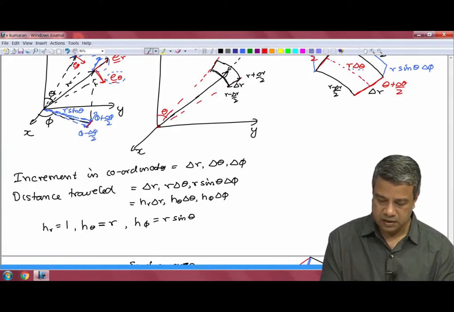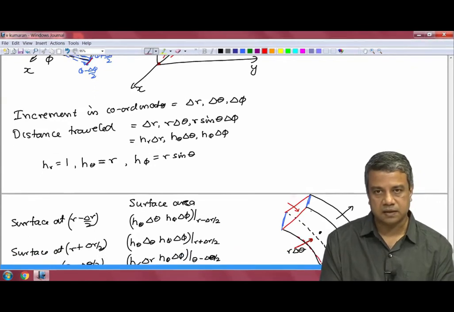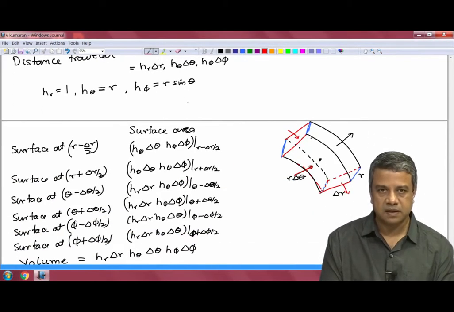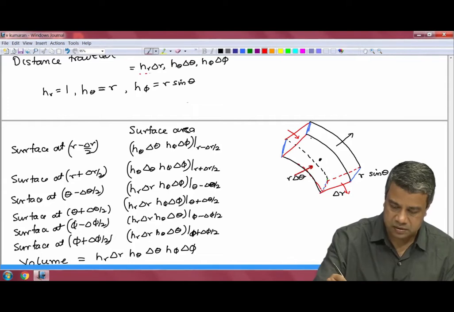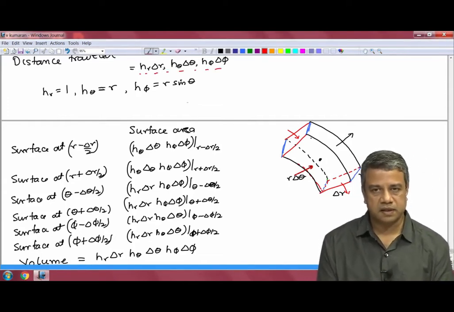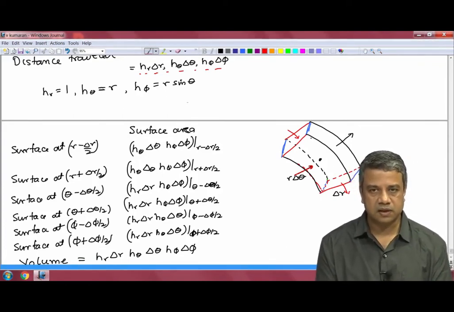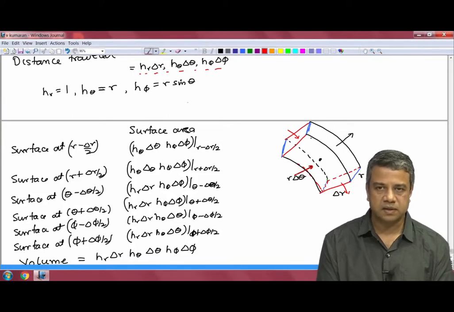So, therefore, the distances travelled are not the same as the increments in the angle. They are equal to a scale factor times the increment in the angle, as shown over here, where h r, h theta and h phi are the scale factors which multiply the increment in the coordinate to provide the actual distance travelled.